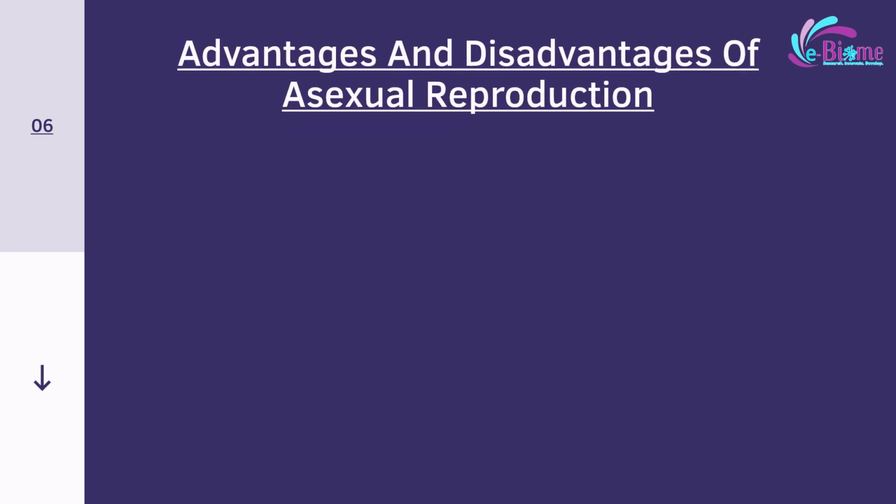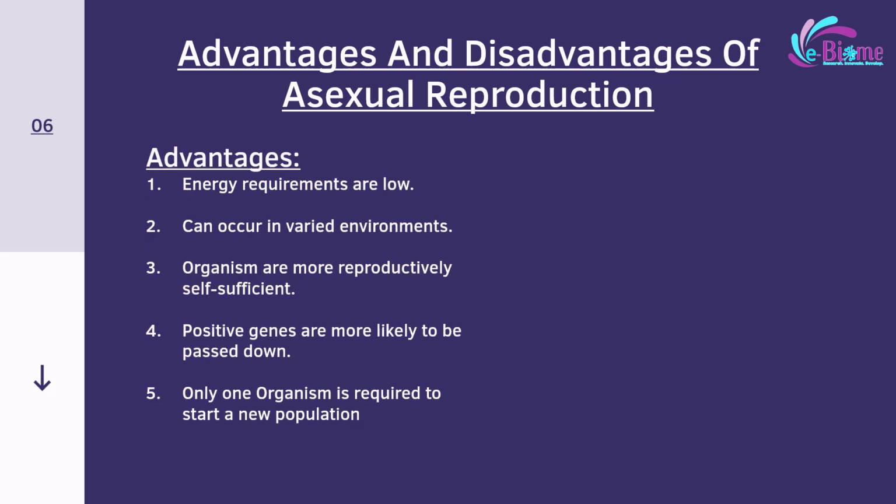Now that you hopefully have a better grasp of what asexual reproduction is, let us go over some advantages and disadvantages of this reproductive strategy. Advantages include low energy requirements. This is because an organism does not need to spend energy looking for a mate, trying to impress a mate, or developing flowers, or any such thing tied to sexual reproduction. This means that energy can then be used to create more offspring.